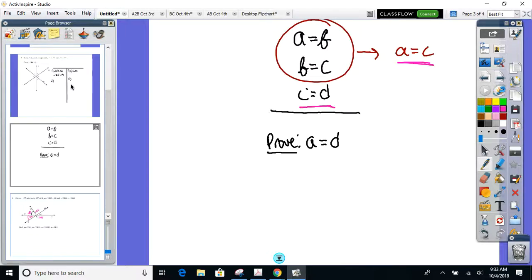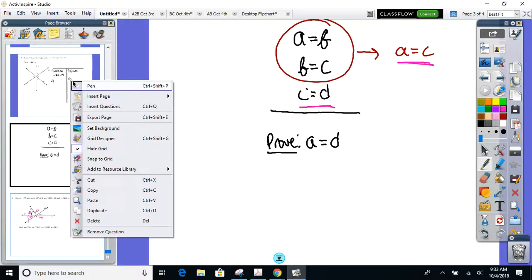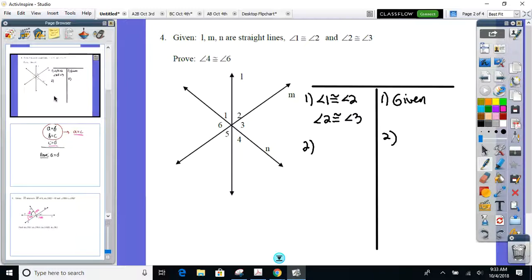That's what I'm trying to show you when we do this problem right now. I know some of you see the givens and a bunch of vertical angles and then just wrote 4 congruent to 6, substitution. You didn't substitute once to get there. Watch how many times you actually substituted.